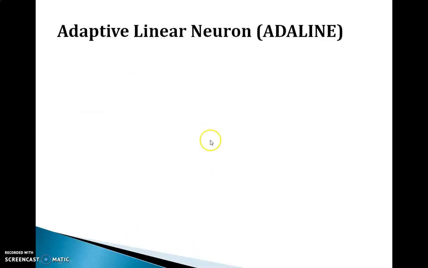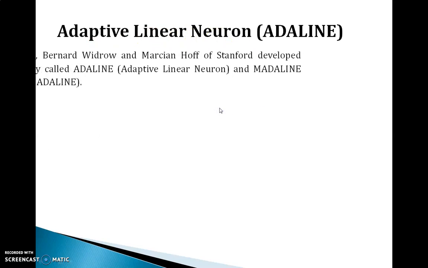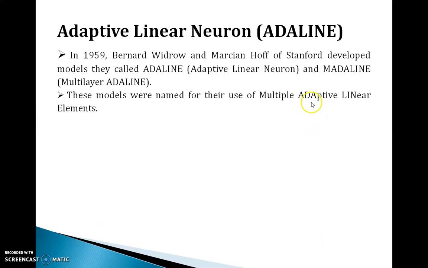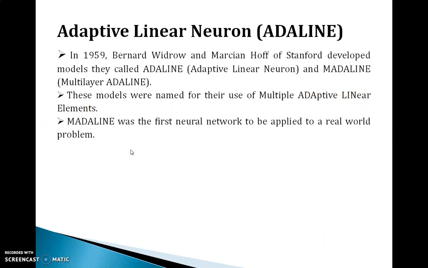Now we'll check the second neural network, the adaptive linear neuron, Adaline. The network was proposed by Widrow and Hoff in the year 1959. Adaline is taken from the words adaptive linear neuron. It is not directly applied to the real world; Madaline was the first to be applicable to a real world problem, as it eliminates the echo sound from the phone line.